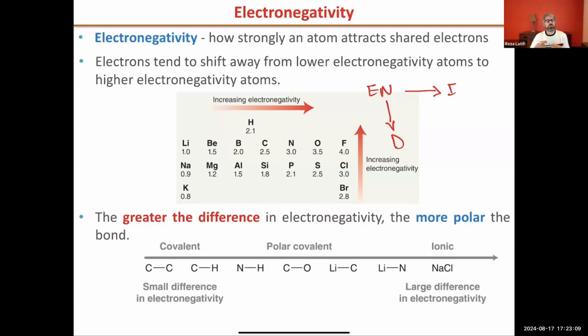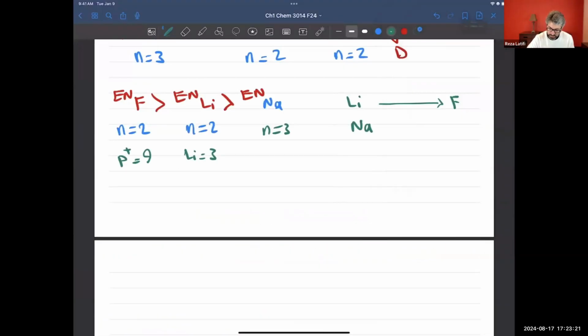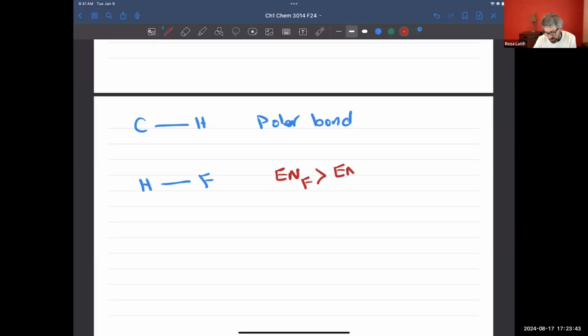But for the purpose of Gen Chem, you can call it a polar bond. Okay, so let's go with this example. If I take hydrogen and attach it to carbon, that's going to give me a polar bond, because they are non-identical. If I take hydrogen and attach it to fluorine, again, that's a polar bond. Electronegativity of fluorine is higher than electronegativity of hydrogen.